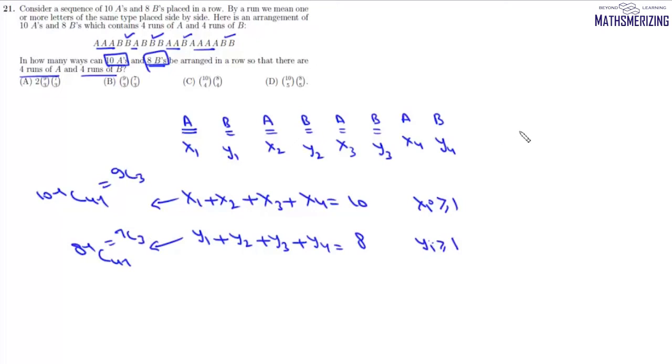So in this case, it will be 9C3 into 7C3. Now the second case is when the run starts with B. It continues as BA, BA, BA and BA. So again, we'll have the same case. So we just have to multiply this value by 2. So the total number of ways in which we can arrange them in a row so that there are 4 runs of A and 4 runs of B is 2 into 9C3 into 7C3, and that's your option A.